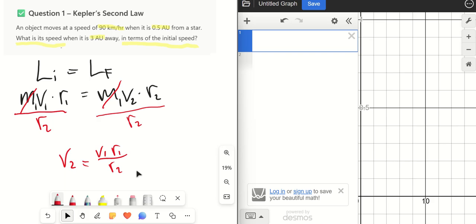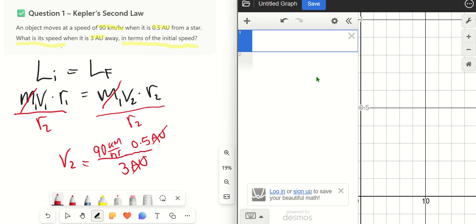And now what I'm going to do is I'm going to plug this into Desmos, but let me write out all my values. So V1 is actually 90 kilometers per hour. R1 was 0.5 astronomical units. R2 is 3 astronomical units. And if I look, my astronomical units are going to cancel out because they have them on top and bottom, meaning that my answer is going to be in terms of kilometers per hour.